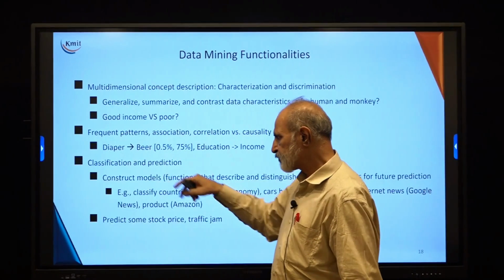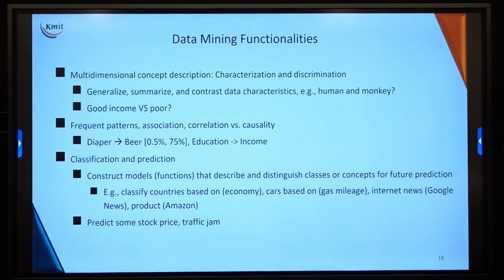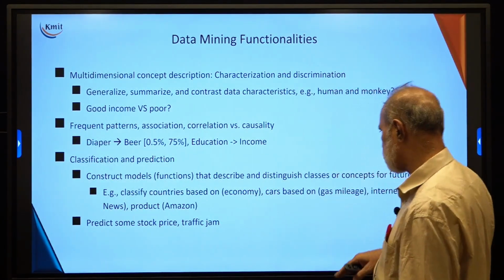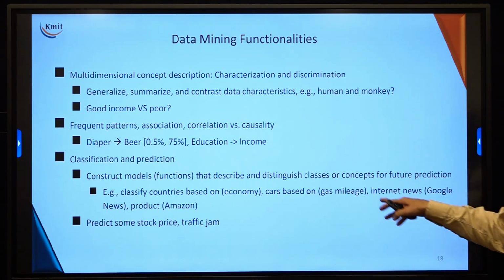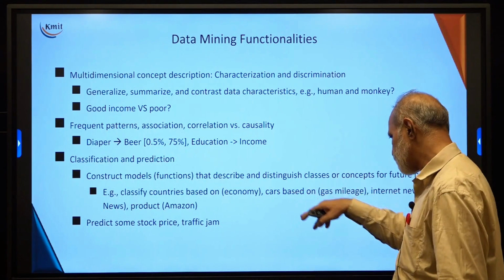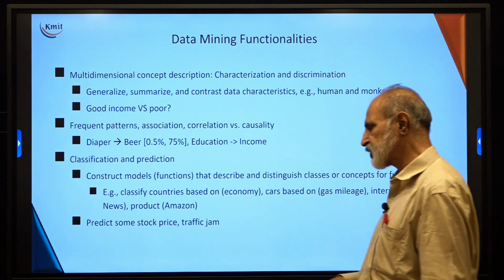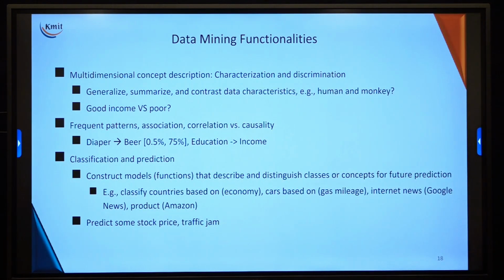Then we have classification and prediction: construct model functions that describe and distinguish classes and concepts for future prediction. So, for example, classify countries based on the economy. So we are in the third world economy, okay, cars based on the mileage. So we are using gas, or you are using petrol, you are using diesel. That depends upon the usage, and that is what we call classification based upon the gas and mileage. Internet news like Google, product Amazon and things like that. So you can see classification and prediction. Prediction will be mostly used by Amazon. So if you have been buying similar products, Amazon may give you 2 buy 1 free, okay, something like that.